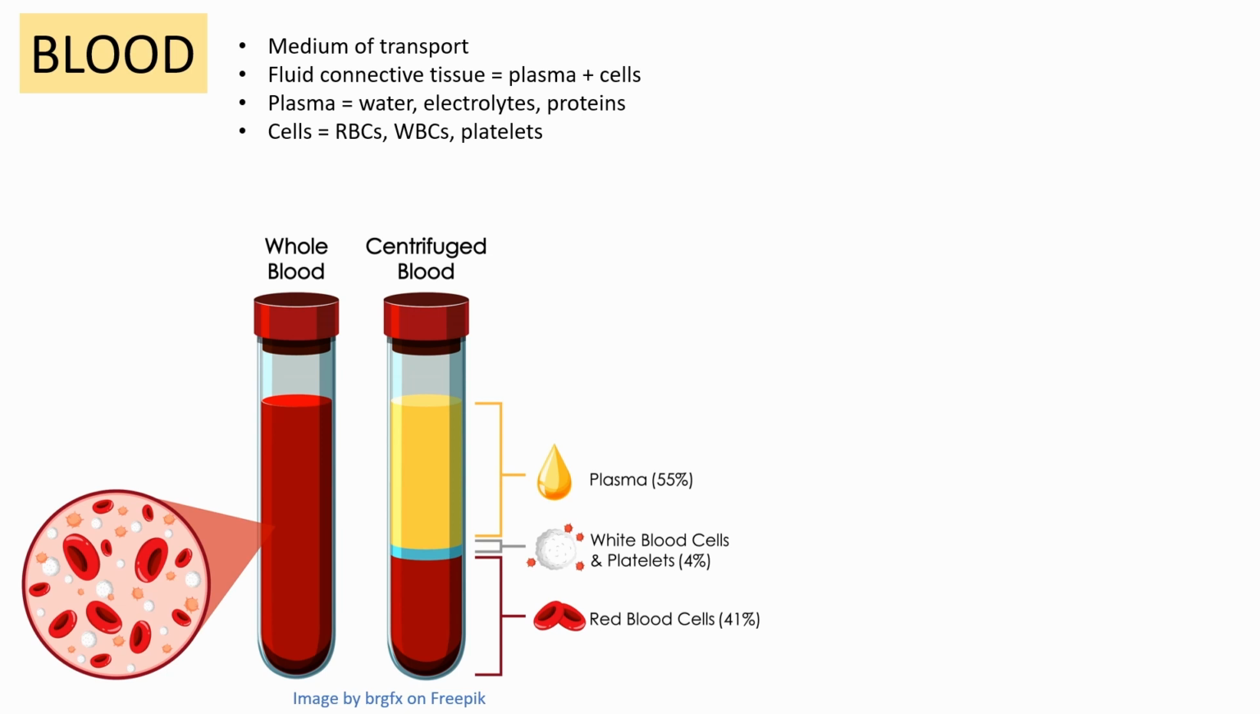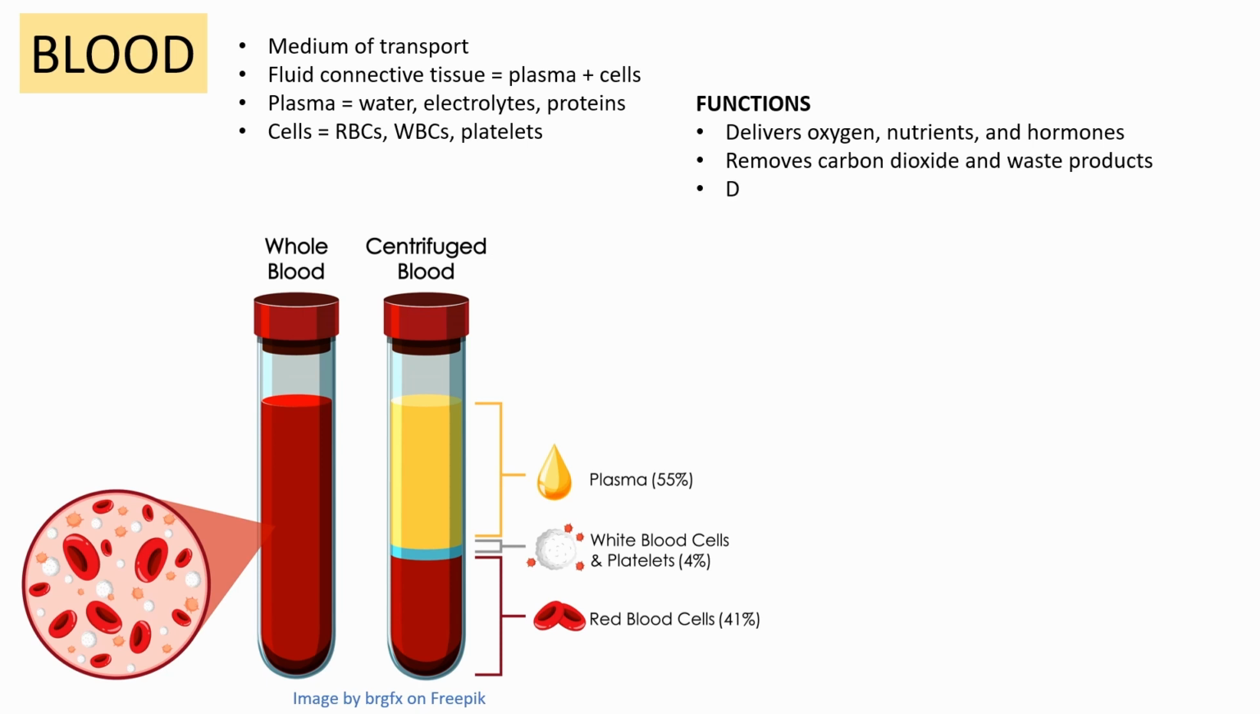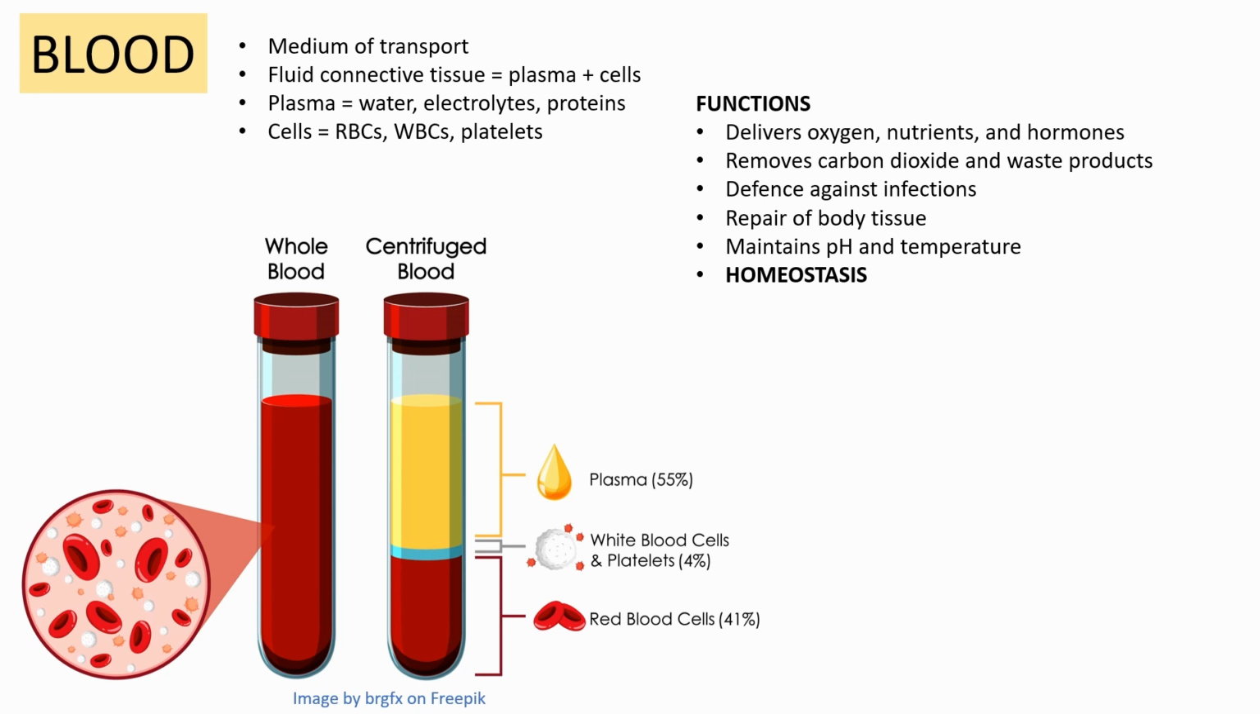So what functions does the blood perform? We've already seen some of these. The blood helps deliver oxygen, nutrients, and hormones to various tissues. It also removes carbon dioxide and waste products. An additional function of the blood is to provide defense against infections from outside. It also helps in healing of the body tissue, and it helps in repairing once you are wounded. The blood also helps maintain the pH and temperature of different tissues within the body. As we have seen, this helps maintain a normal state of various tissues in the body and prevents any derangements. This function is called homeostasis.